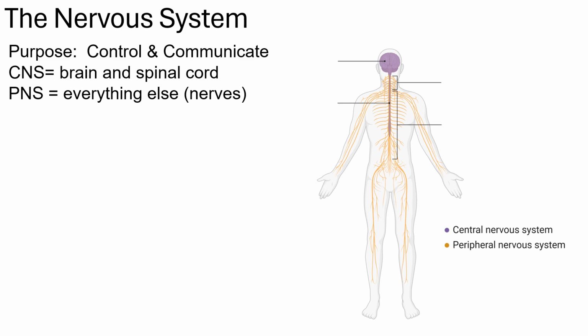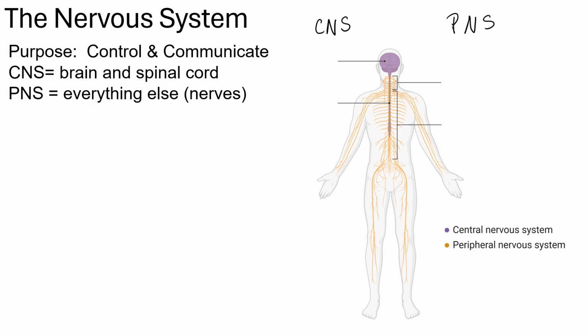The overall purpose of the nervous system is to control and communicate to other organs in the body, such as muscles and bone. The nervous system can be thought of as an anatomical system. It's not really all that useful. And in doing so, we break the nervous system up into two parts. We have the central nervous system, and then we have the peripheral nervous system.